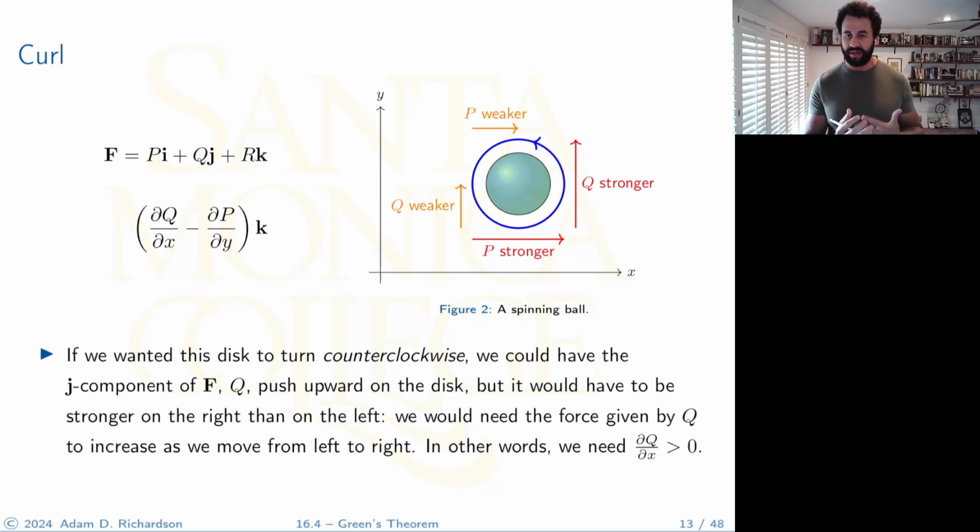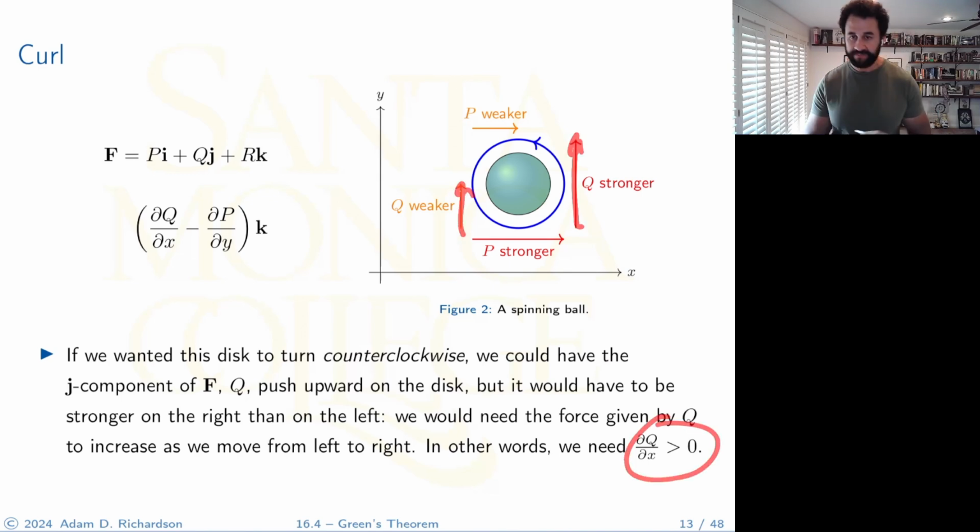So how do we encode that mathematically? How do we write that in terms of mathematics? Well, we need partial Q partial x to be positive. Remember, Q is like the j influence. As x goes from left to right, we need the change in Q, the speed of Q, to increase. As x goes like so, we need the change of Q with respect to x to increase.